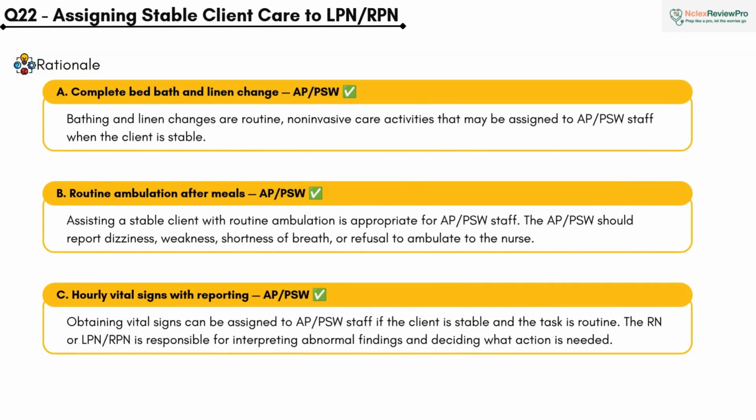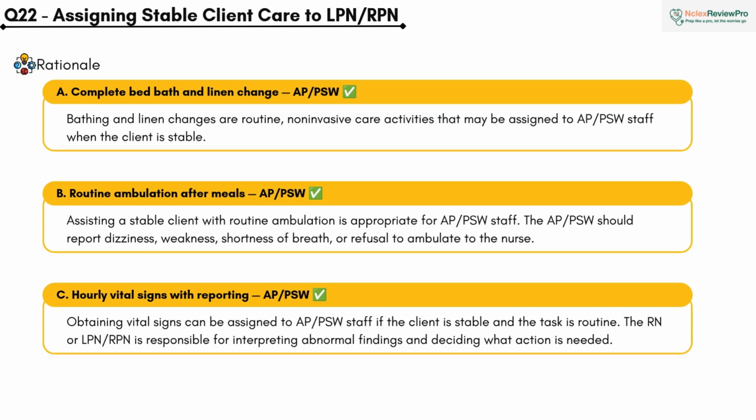For option A, a complete bed bath and linen change is appropriate for the assistive personal or personal support worker. This is routine, non-invasive care for a stable client. It does not require nursing judgment, teaching, or assessment. For option B, routine ambulation after meals is also appropriate for the AP or PSW. Assisting a stable client with routine ambulation is within the usual role of assistive personnel. The AP or PSW should report dizziness, weakness, shortness of breath, pain, or refusal to ambulate to the nurse.